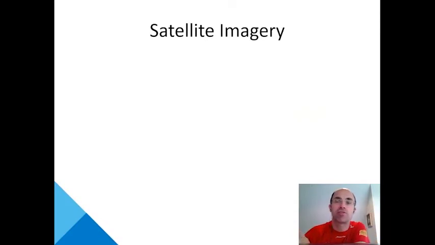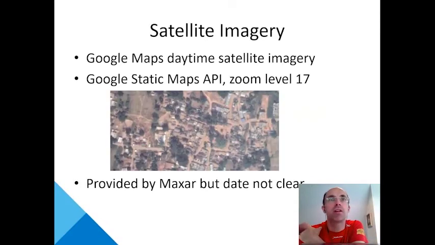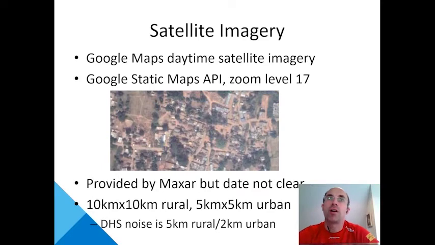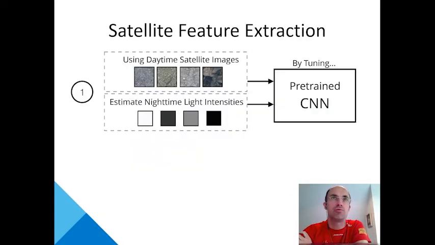So this is the social media data. On the satellite imagery data side, we use data collected through the Google Static Maps API. This originally is provided by Maxar. And for this, we're using squares of either 10 by 10 kilometers in rural areas or 5 by 5 kilometers in urban areas, somewhat reflecting the spatial noise that DHS uses.